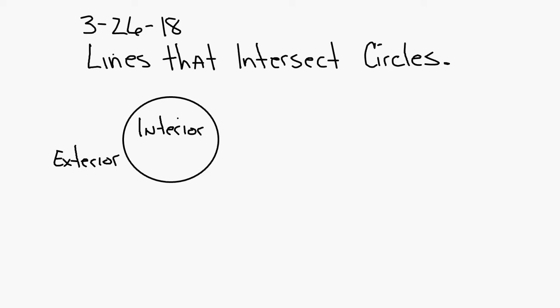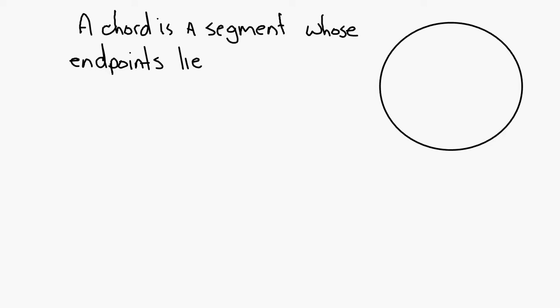All right, and then just a bunch of definitions, okay? Starting off with a chord, which is a segment whose endpoints lie on a circle. So there it is. AB is a chord.